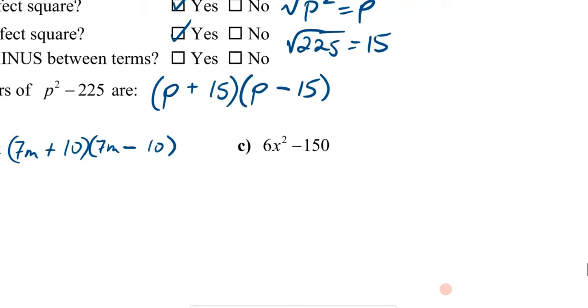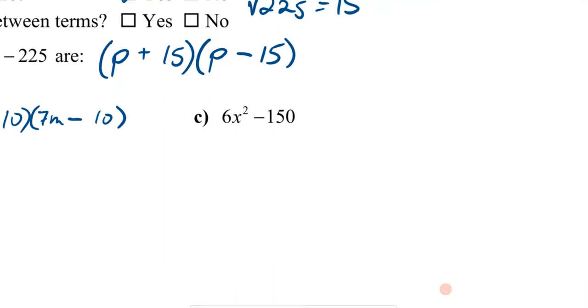The last one. Now again, as you're factoring everything, you always have to check to make sure there is a common factor in the terms, because if there is, it makes life a lot easier. So it turns out I can divide 6 into 150 25 times, right? So factor out a 6 first, so x squared, 150 divided by 6 is 25, so minus 25.